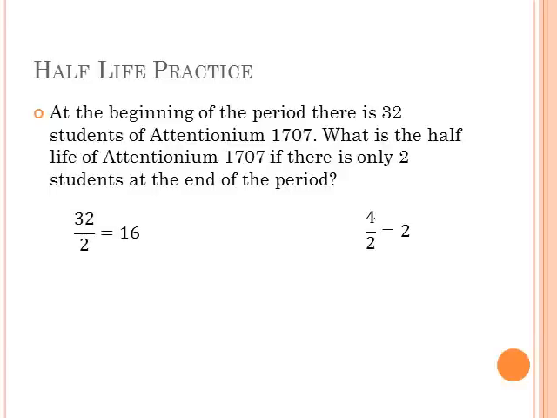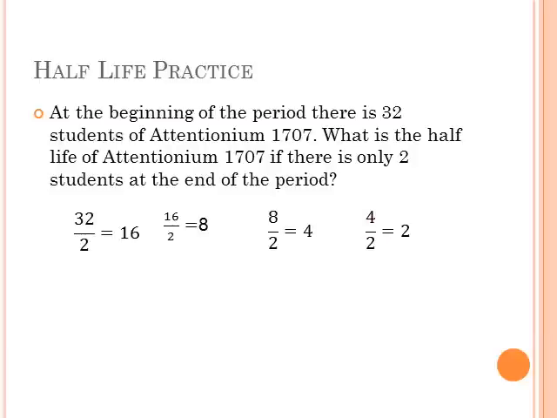So we go from 32 down to 16 students left. After another half-life, we get down to 8. After another half-life, down to 4. And after the final half-life, we get down to 2. Okay? So that means there have been 1, 2, 3, 4 half-lives that have occurred.